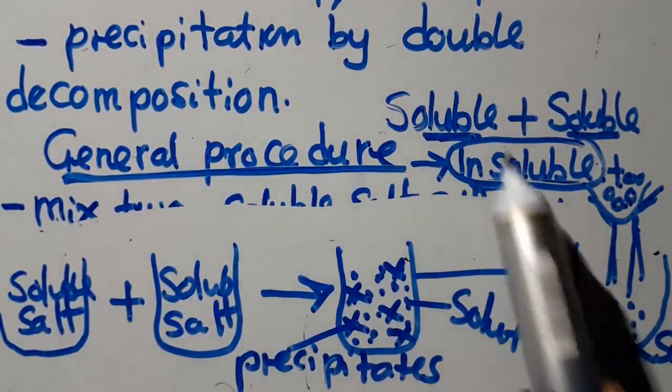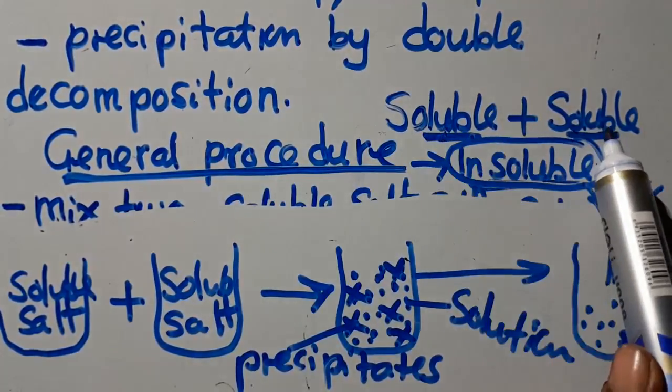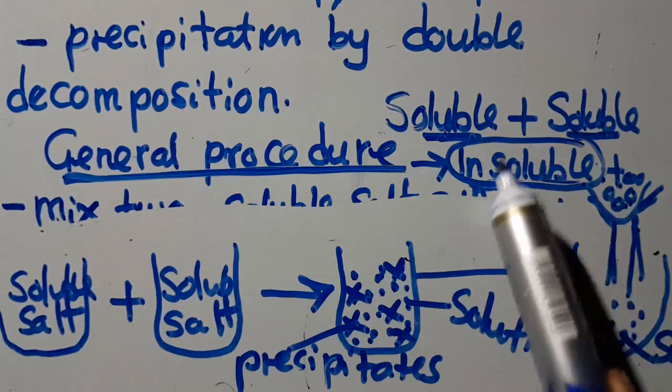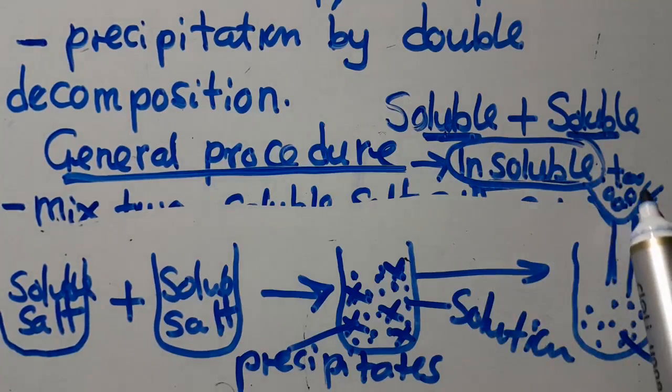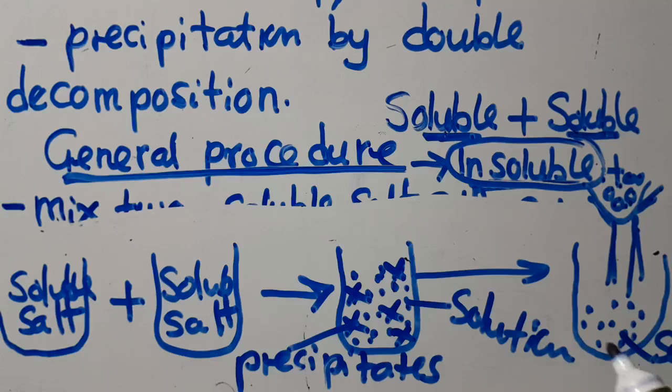Remember what I told you: when you react a soluble salt plus a soluble salt, you form an insoluble salt plus a soluble salt. These precipitates that get formed are what we call insoluble salts. Then these filtrates that go down, that penetrate through the filter paper, are what we call the soluble salt in solution form. So let us now look at an example.